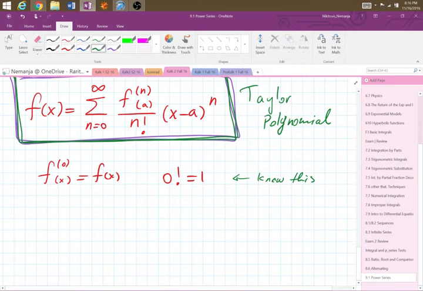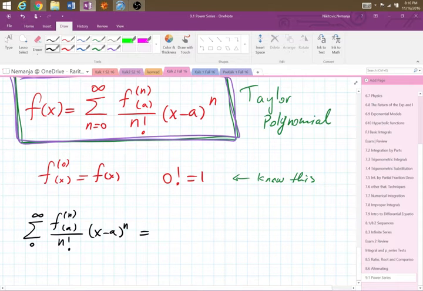So let me expand the Taylor polynomial. Summation of the nth derivative computed at a, divided by n factorial, times x minus a to the n. We start at 0 and go to infinity. Let's go with the first term. First term is when everything is 0: the 0th derivative divided by 0 factorial, which is 1. The 0th derivative is the original function computed at a.